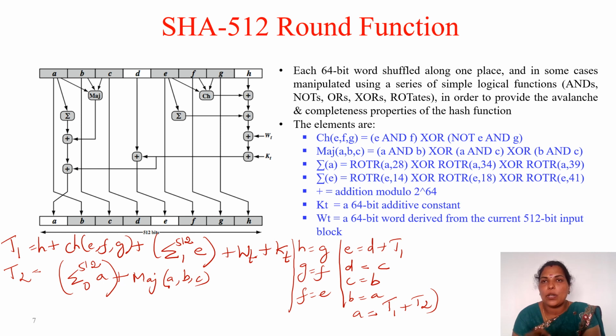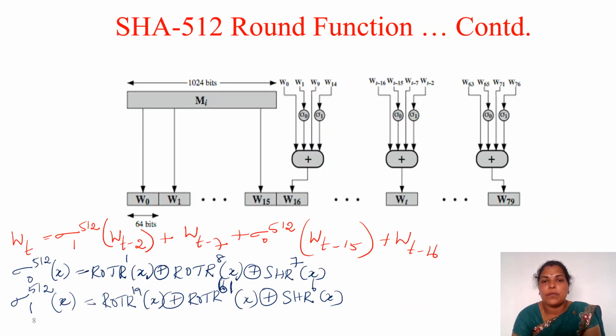So we have to perform 80 rounds. That is more important, 80 rounds we have to perform. So how do we get the round function? Here we have W0, W1 up to W79, 80 words. How do we compute these? WT equals sigma 1 512 of WT minus 2 plus WT minus 7 plus sigma naught 512 of WT minus 15 plus WT minus 16.